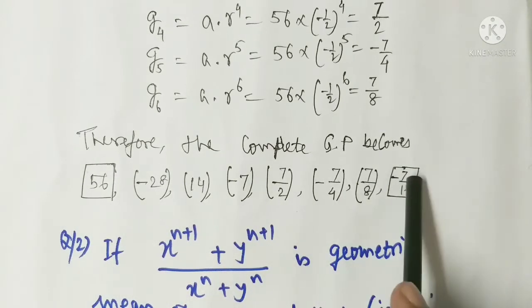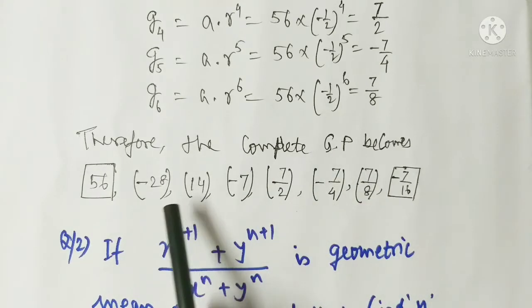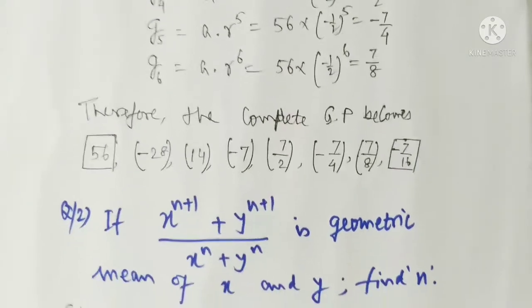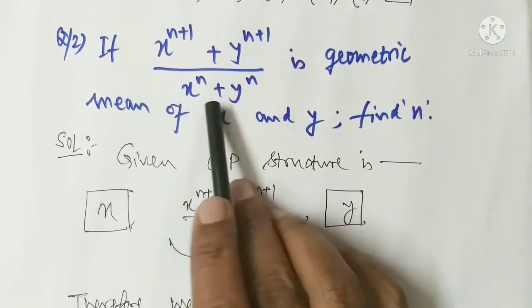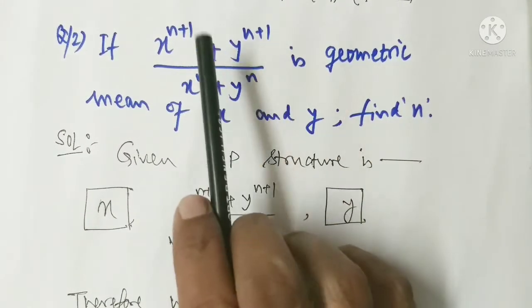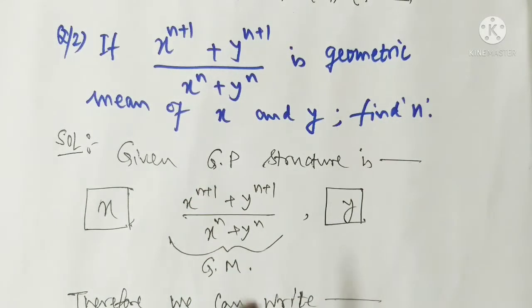56 and minus 7 by 16 are the two extreme terms, and in between, all these 6 terms are GM, geometric means. Now we present the second question in favor of geometric mean. If x to the power n plus 1 plus y to the power n plus 1 by x to the power n plus y to the power n is the geometric mean of x and y, that is, this term is in between x and y, find n.